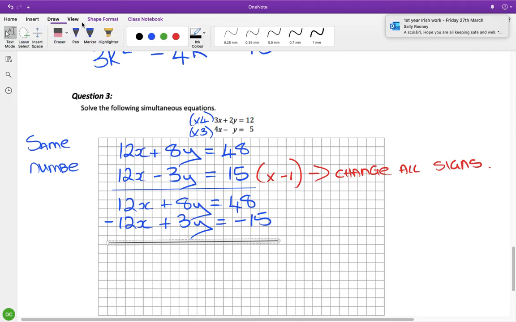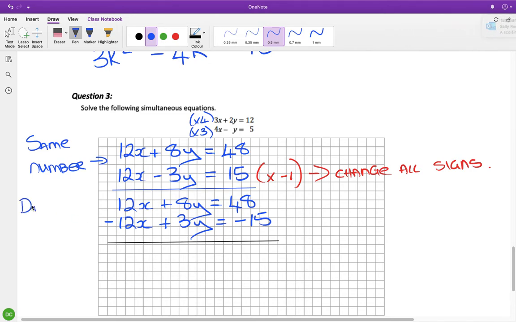So now I have same number, which I achieved in the first line, but now look, I have a 12 and a minus 12, so I have different signs. And that's what you need in simultaneous equations. You need the same number, but you need different signs.